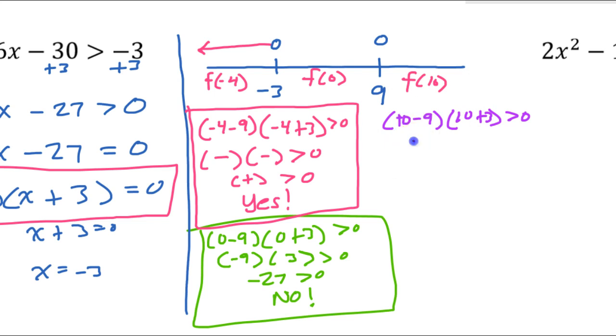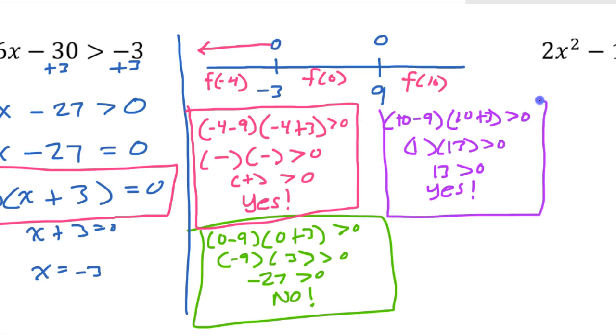Well, that's going to be 1 and 13. Okay, so that's 13. So that's definitely greater than 0. So I got another yes. So that means 10 is a solution, which means that everything in this zone is a solution.